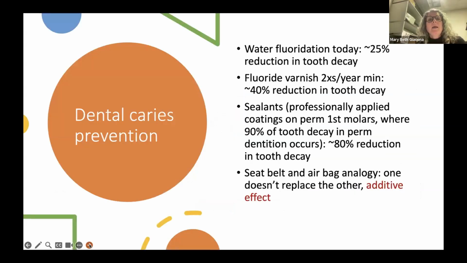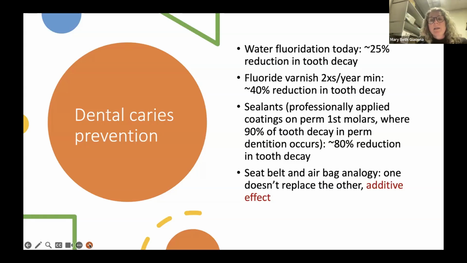So when it comes to dental cavity prevention, in today's world, we find studies looking at water fluoridation. We see that water fluoridation is still working, usually reducing tooth decay by about 25%. Fluoride varnish applied a minimum of twice a year has an even greater impact. So we see about a 40% reduction in tooth decay.